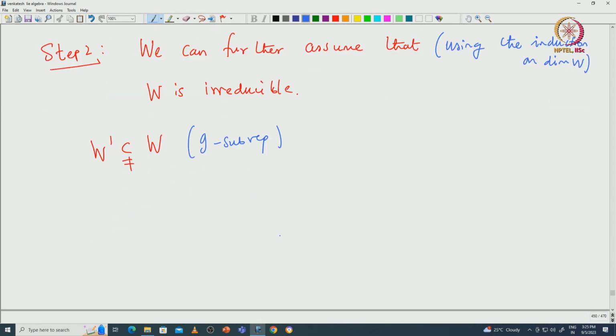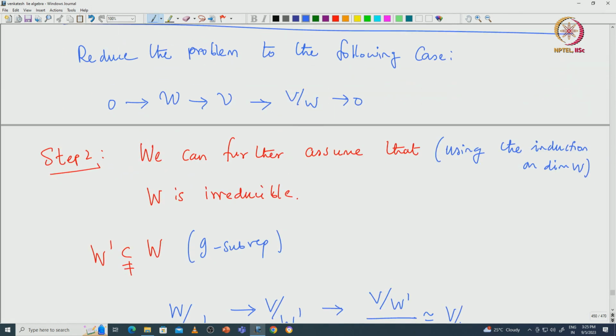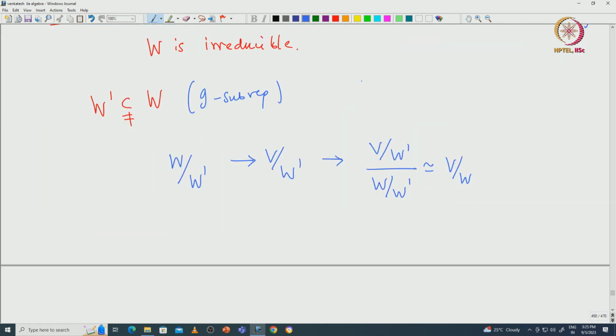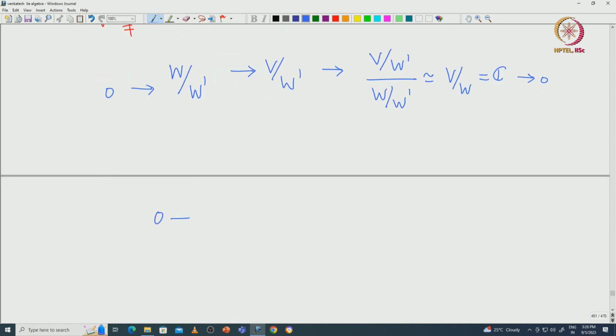Okay. So, then you can see that we have the following exact sequence. We have W modulo W dash, which is sitting inside V modulo W dash. Then we can take the quotient. The quotient will be V modulo W dash modulo W modulo W dash, which is isomorphic to V modulo W. But we have already assumed W has codimension 1, so the dimension of this is 1. So, this is something we can identify with the complex numbers, because G acts trivially on that one dimensional space. So, we have the following exact sequence: W modulo W dash, then V modulo W dash, and then C, and then 0.